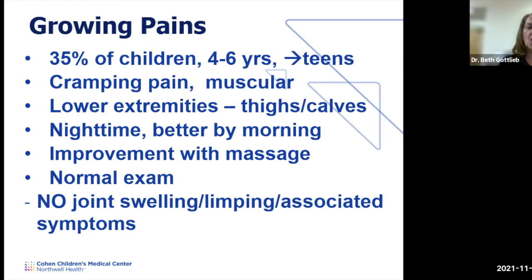I honestly think it's a little overdiagnosed because of the hypermobility, but this happens between the ages of about 4 to 6 to teenagers. It's a misnomer. It doesn't necessarily have anything to do with growth. It's usually lower extremities and it's usually muscle cramping. It happens at nighttime. They're better by morning. It also can be improved with some massage or stretching. No joint swelling either, really no other symptoms. So these two entities really are responsible for a lot of those harmless pains, and neither have sequela, fortunately.